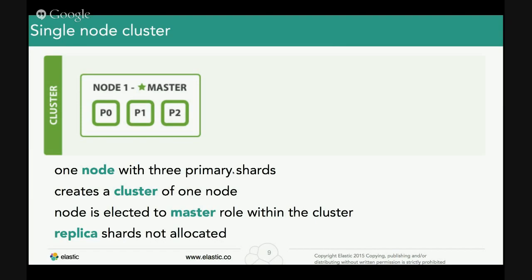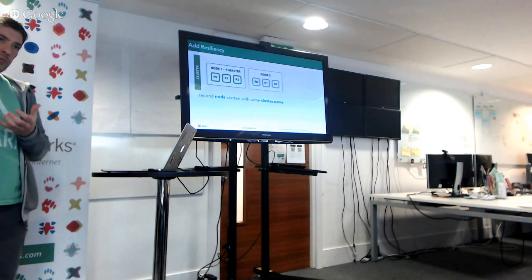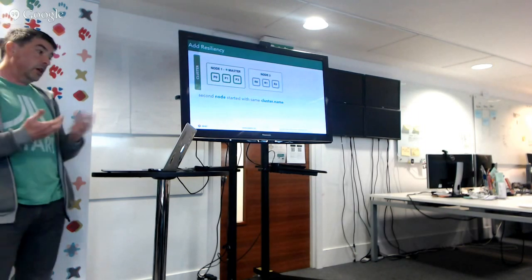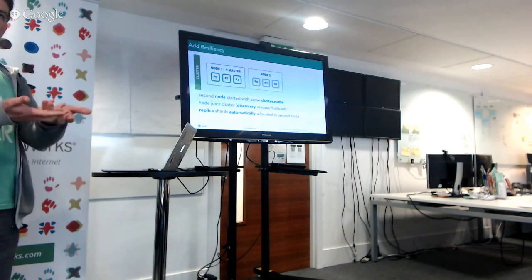Up comes another node. All it has to have is the same cluster name and be within line of sight of the other Elasticsearch nodes. They will join together. When the node comes up, it will request to join the cluster. It'll use one of the discovery mechanisms: unicast, where it has a seeding of some nodes in the system which it asks to join, or multicast if you're able. And the key characteristic here is that as you start up this second node, Elasticsearch goes, hey, I can now allocate my replica shards onto that node.